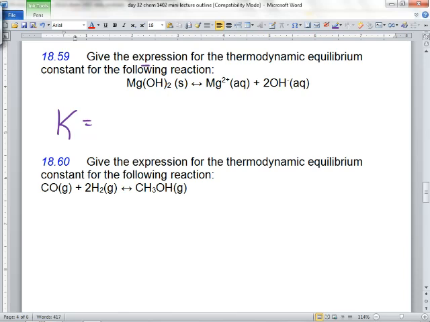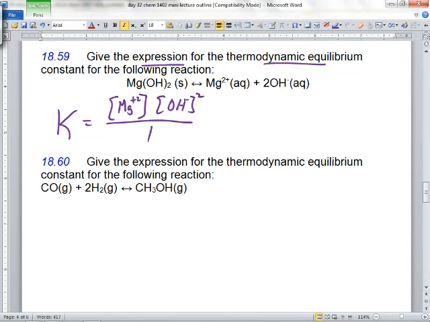It's the expression. So that means it's just what over what? Products over reactants. So what would you write, Mariella? Mg2 plus, but in what? Concentration. Concentration is bracket. Good. Keep going. OH minus squared. Oh, careful. Over 1. Good.